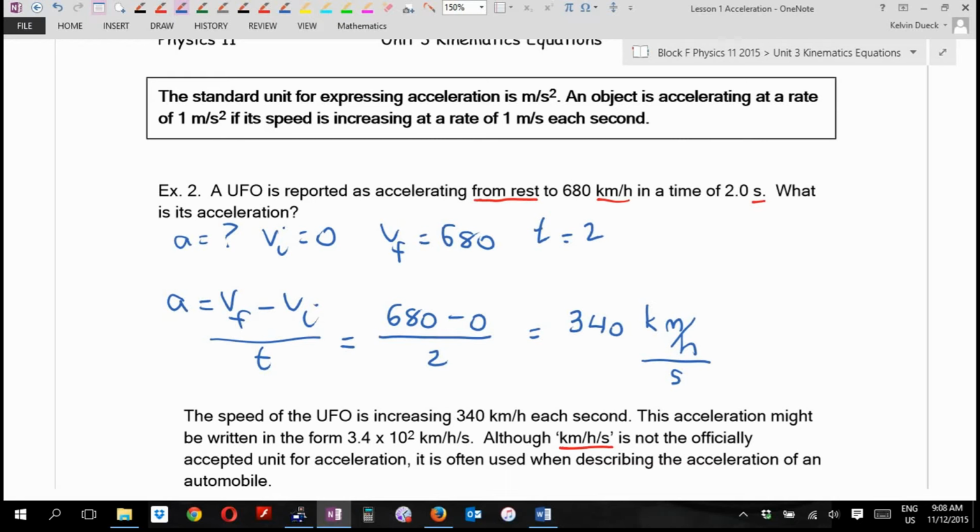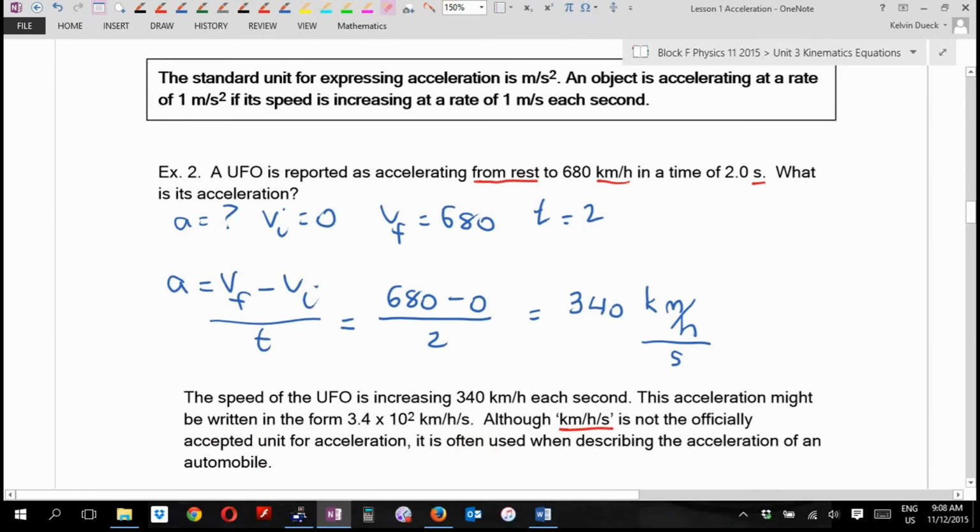So I wrote here, this UFO is increasing by 340 kilometers per hour every second. You could write it in scientific notation if you wanted to. Although kilometers per hour per second is not the officially accepted unit for acceleration, it's often used when you're describing the acceleration of a car, because what units are your speedometers in? Please, God, you're getting your licenses. I hope you know this. What units are your speedometers in?